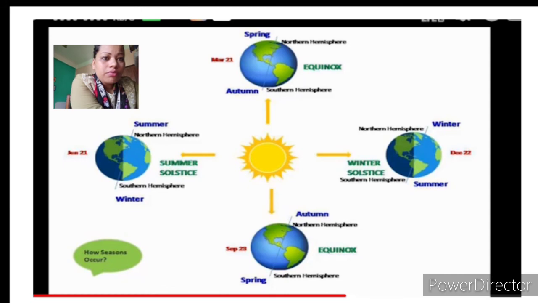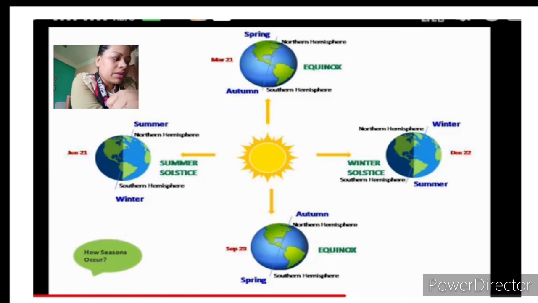On 21st of March and 23rd of September, it's opposite. Direct rays of the sun fall on the equator. You can see here that in this position neither of the poles is tilted towards the sun, so the whole earth experiences equal days and equal nights. On 21st March and 23rd September, everyone experiences equal nights and equal days because the sun rays fall on the equator, and hence it is known as equinox.